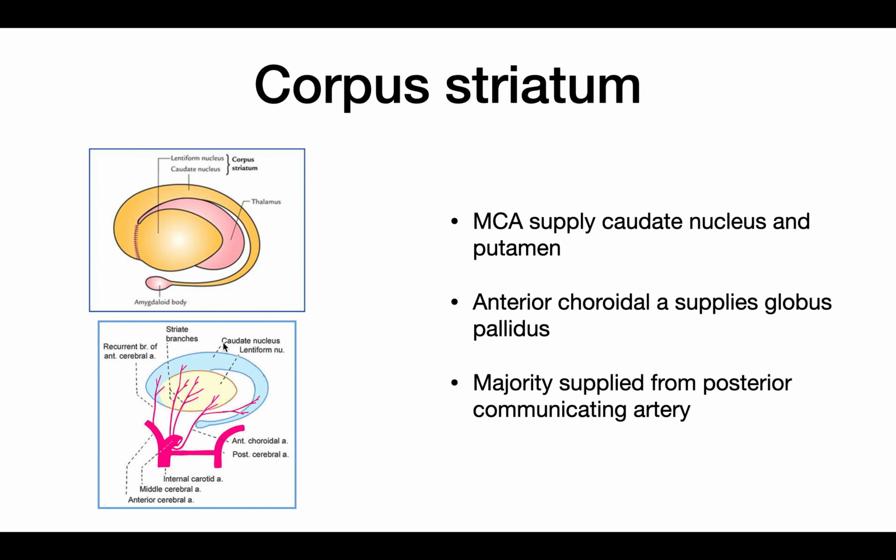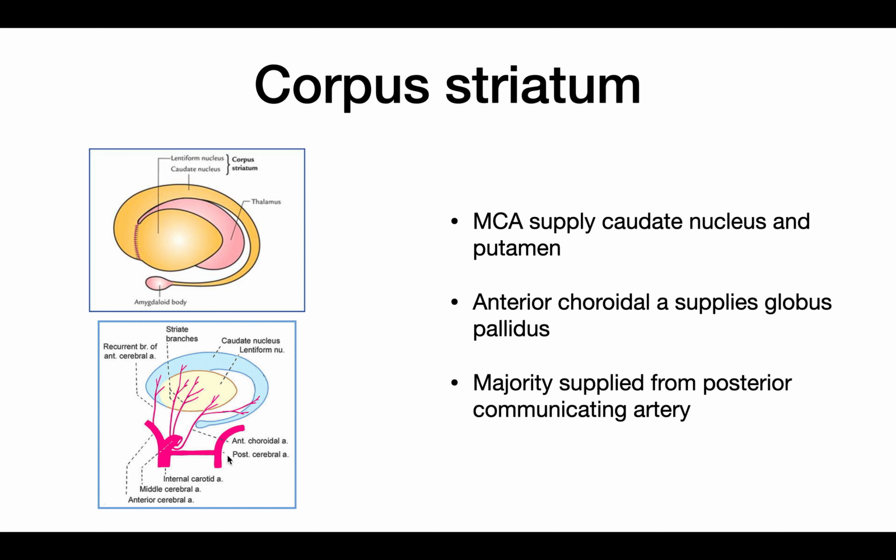The corpus striatum is going to be supplied by the middle cerebral artery. Corpus striatum is made of the lenticuliform nucleus and the caudate nucleus. It's going to supply the nucleus and the putamen. And the anterior choroidal artery is going to supply the globus pallidus. The majority is mostly supplied by the posterior communicating artery.